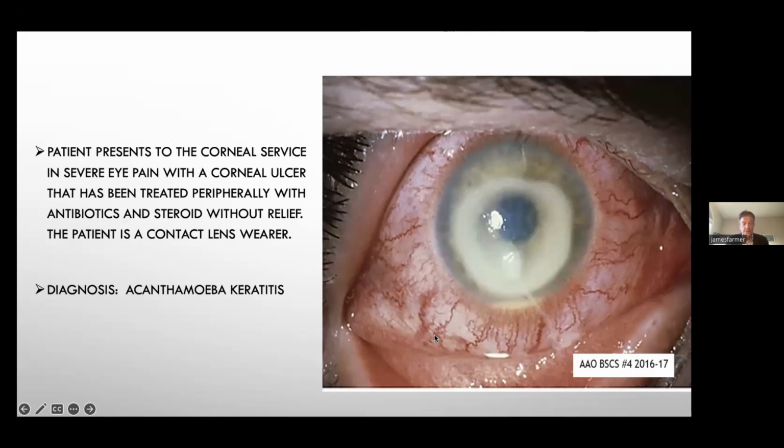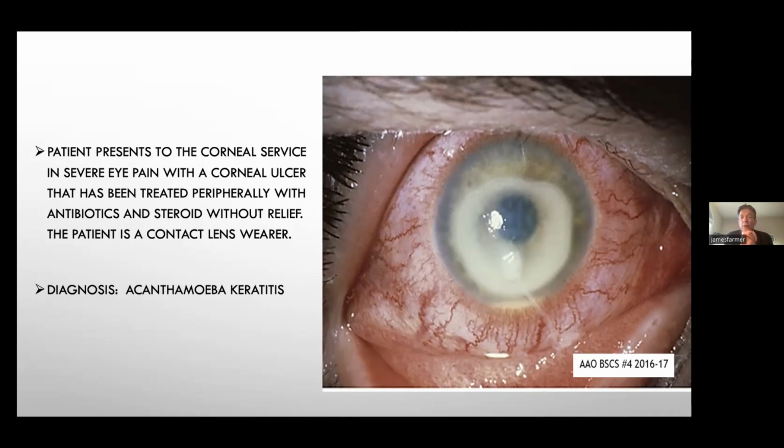This next case is interesting. It's a patient presenting to the corneal surface in severe eye pain with a corneal ulcer that's been treated with antibiotics and steroids without relief. The patient is a contact lens wearer who tends to overwear their lenses, not like anybody who wears contact lenses in this group would ever overwear them.